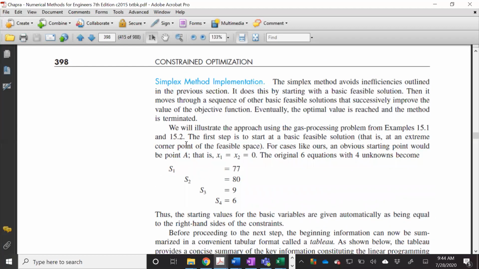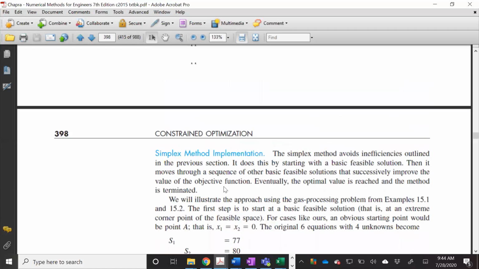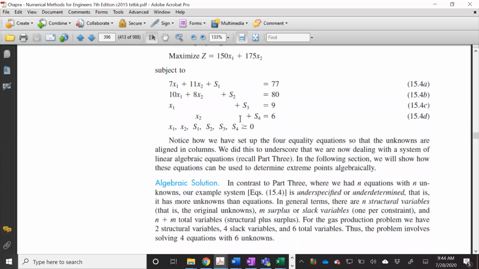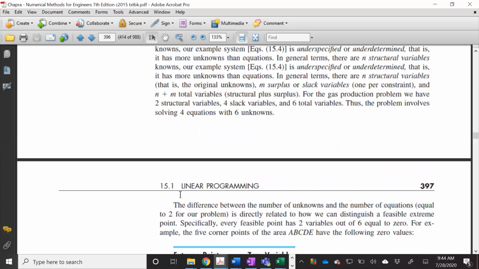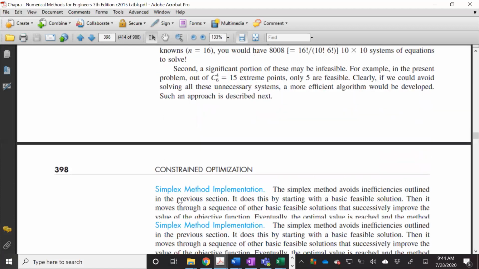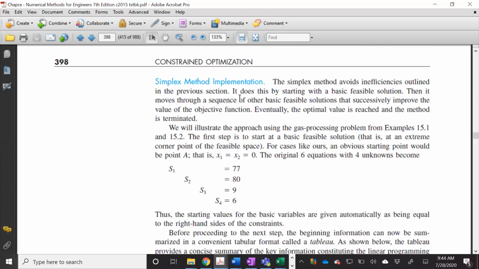So this is the simplex method implementation. S1 is 77, S2 is 80, S3 is 9, based on these equations, whatever the conditions are. This is the algebraic solution. Now we want to use the simplex method implementation.